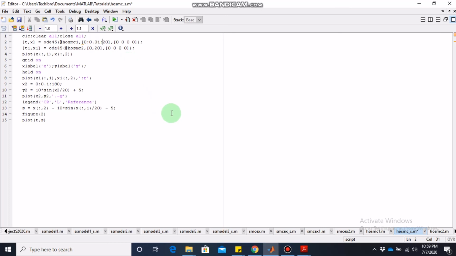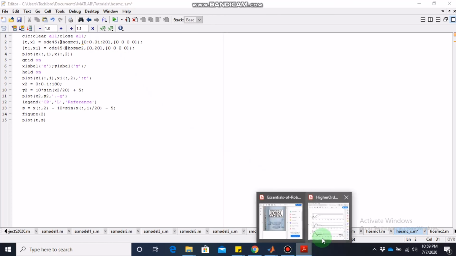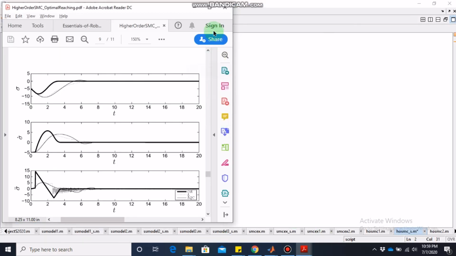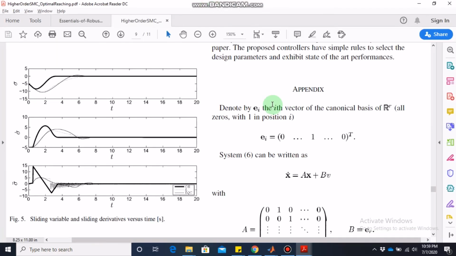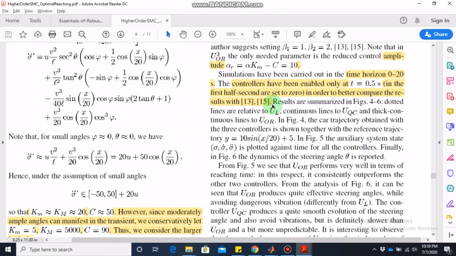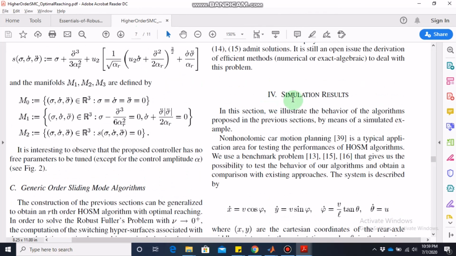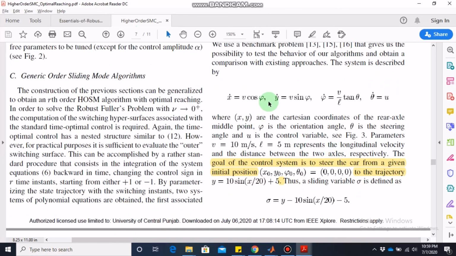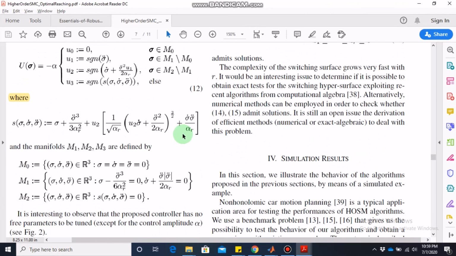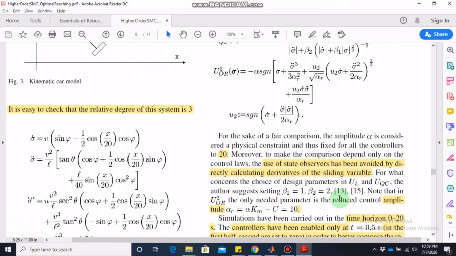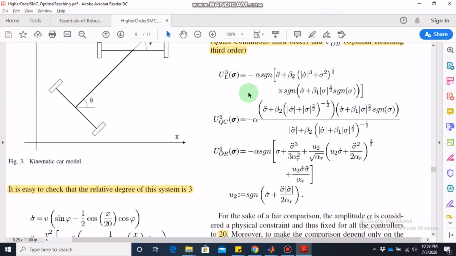So I can tell MATLAB to use a larger step size if I want the code to run quicker. And this is the paper once again that we have formulated and simulated. This is the case study example that we have simulated, a car example, and this was the third order sliding mode control with optimal reaching that we have simulated. We have also compared it with another control, Levant.